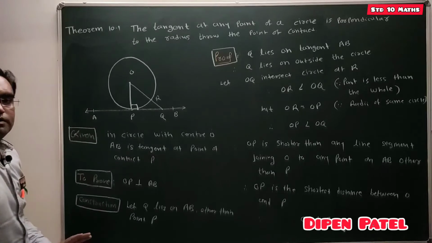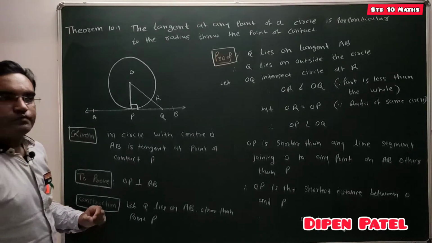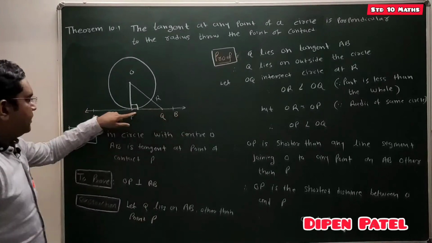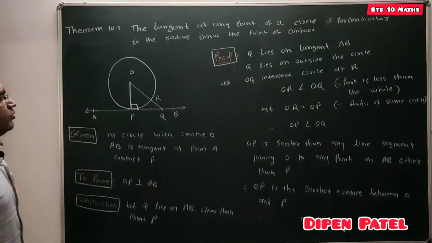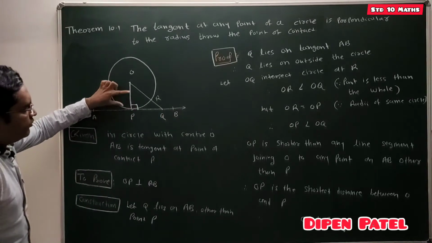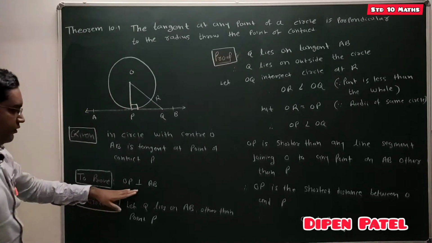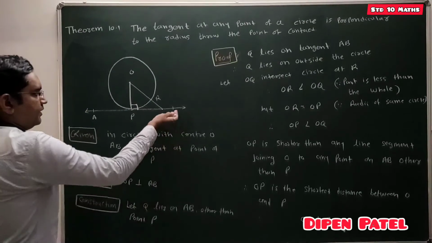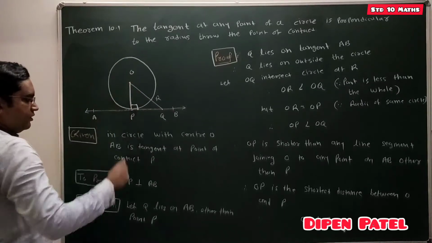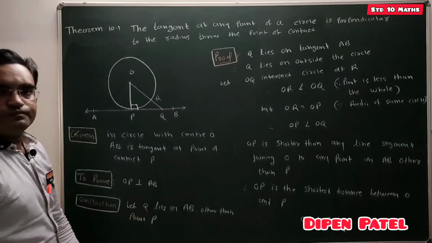This is given. Then what do you have to prove? We have to prove that tangent AB is perpendicular to the radius through this point of contact. So line AB is perpendicular to OP. That we have to prove. This line, tangent AB, is perpendicular to radius OP. That we have to prove.